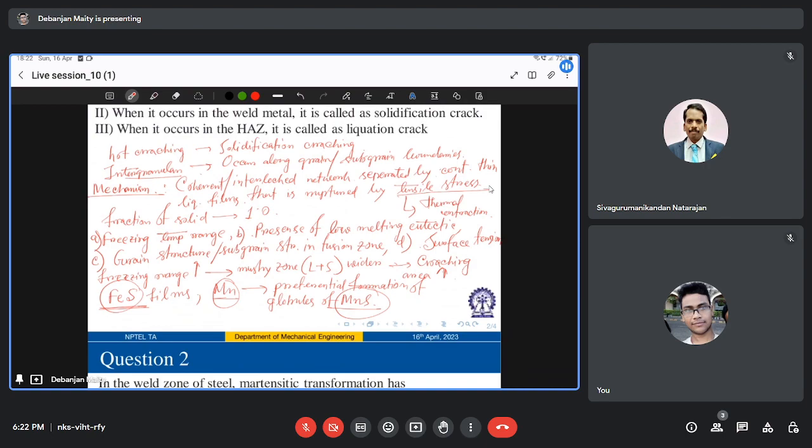And then in terms of grain structure, coarse columnar grains, as you are already aware, are more susceptible to solidification cracking than fine equiaxed grains, right? Why are they more susceptible? There can be several reasons. So let me scroll this up.